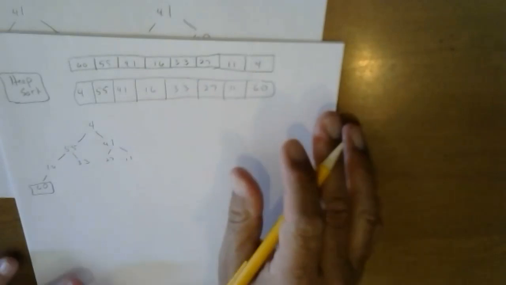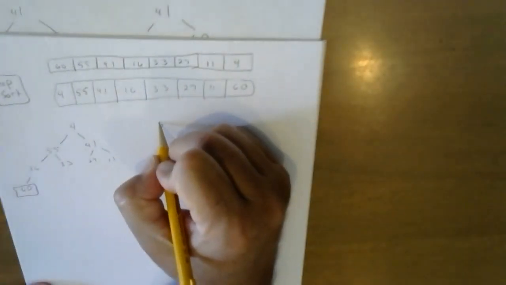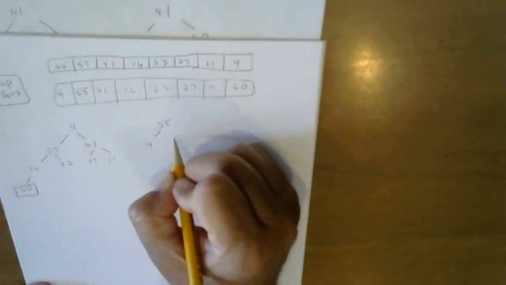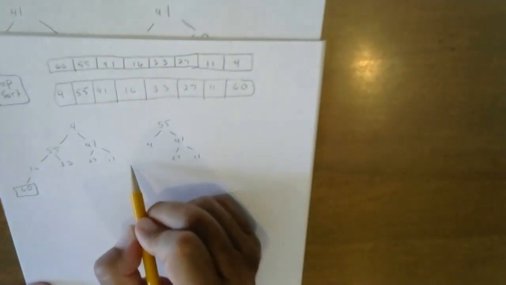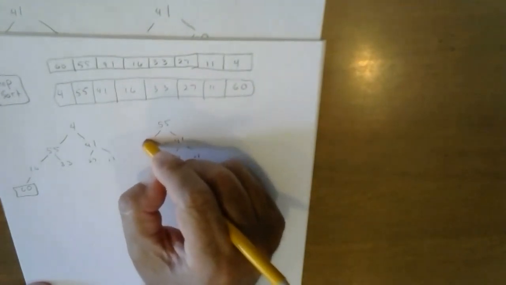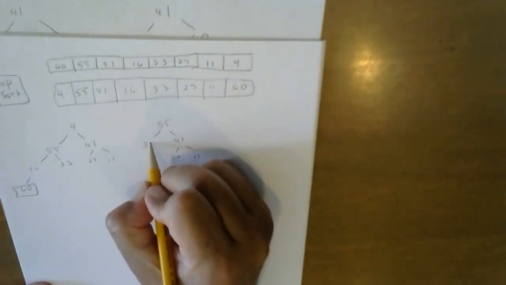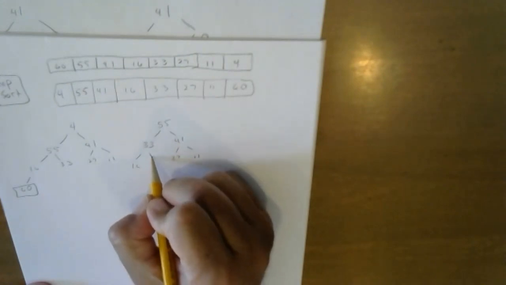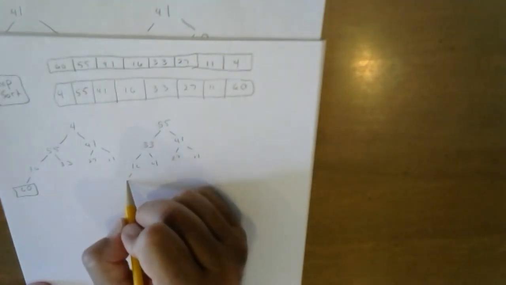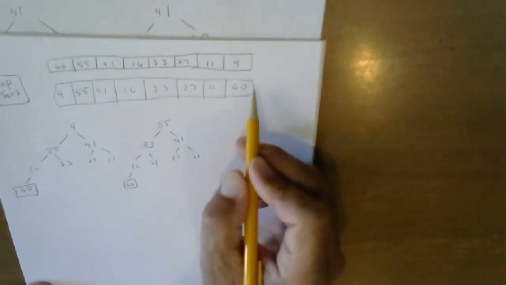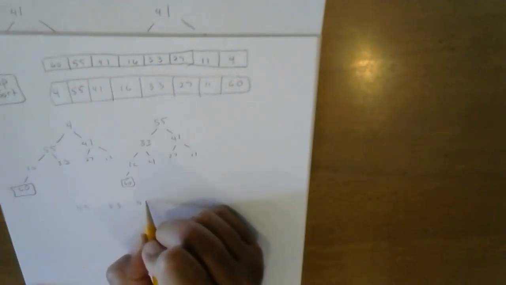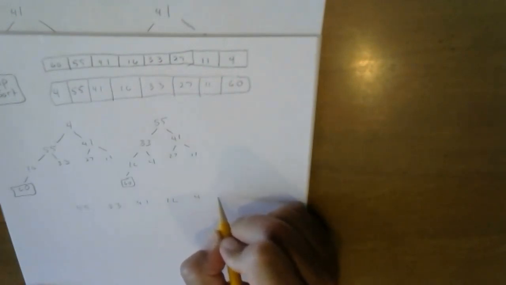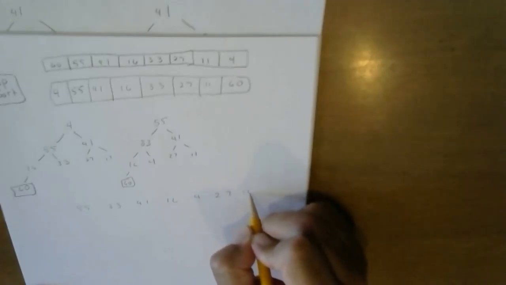I need to check its children. What's the largest child? Swap them. So the 55 is going up. The 4 is going to here. 27 and 11. Oh, no, wait, the 4 can go even farther. The 4 can be switched with the 33. It percolated down. And again, this 60 is kind of invisible to me. It's at the end of the array. So what does my array look like now? 55, 33, 41, 16, 4, 27, 11.